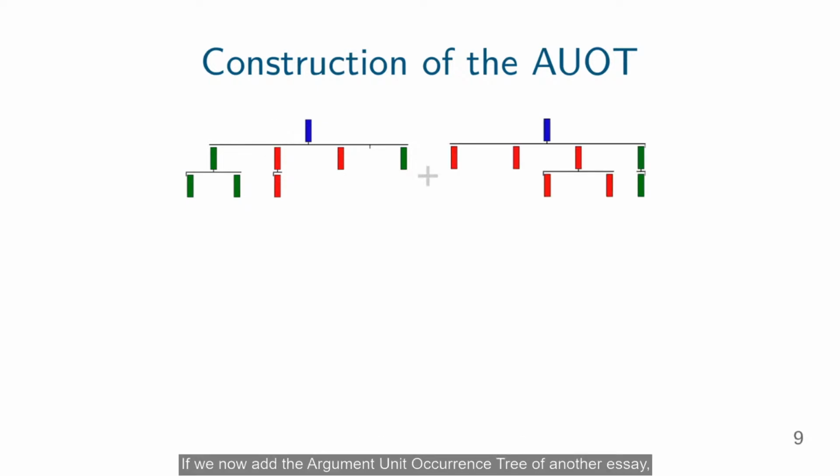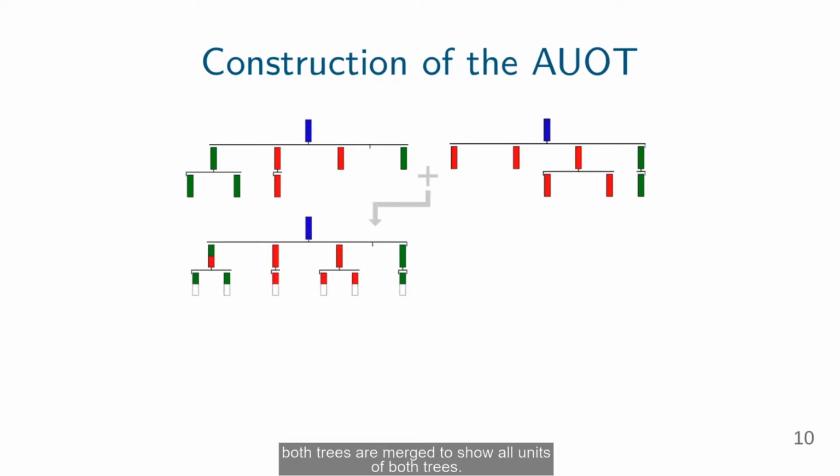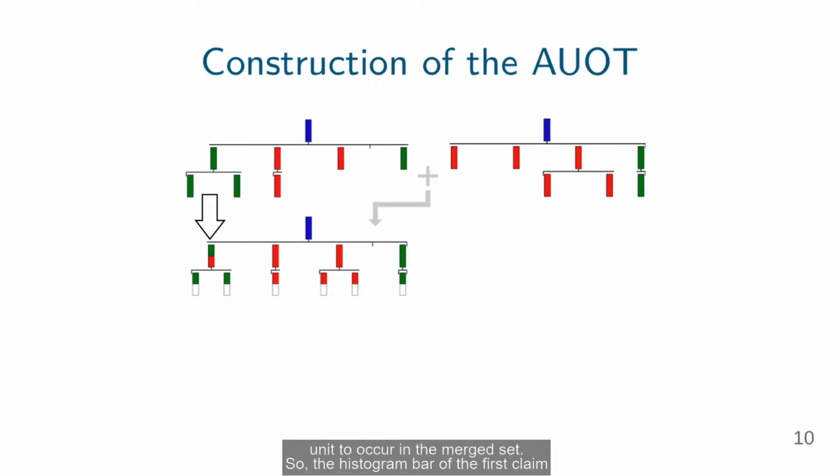If we now add the argument unit occurrence tree of another essay, both trees are merged to show all units of both trees. The bars of the tree become histograms to show the probability of the argument unit to occur in the merged set. So the histogram bar of the first claim is fully filled, showing that both trees have this unit. But it is half green and half red, showing that half of the merged essays have a first claim that attacks the major claim, and the other half has a unit there that supports the major claim.